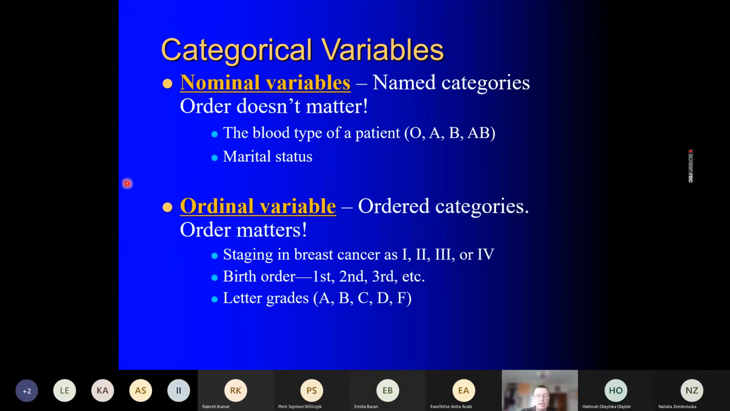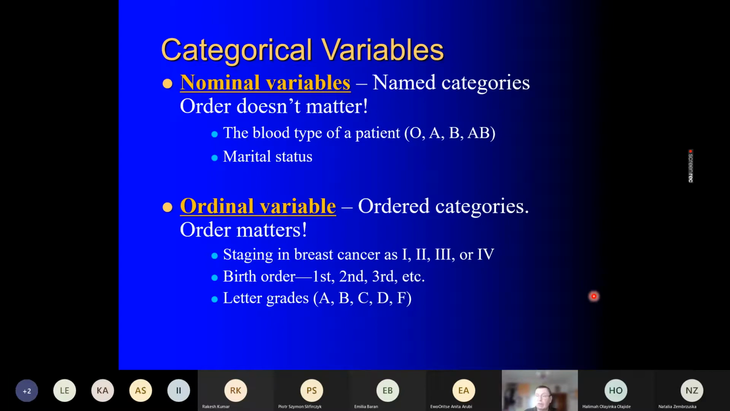And as for me, a very fine example of ordinal variables is staging in breast cancer, where we usually use Latin numerals. We can use Arabic numerals in this case, but with these digits we can't perform mathematical operations. We can't add cancer stage 1 to cancer stage 3. It absolutely does not make sense. So it's a situation where we have a numerical assessment, but we can't treat it as a numerical variable.